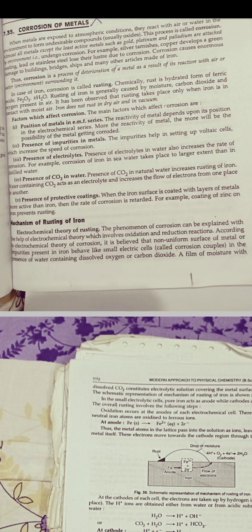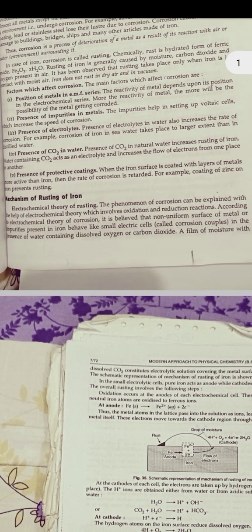Electrochemical rusting: mechanism of rusting of iron. Electrochemical theory of rusting of iron. The phenomenon of corrosion can be explained with the help of electrochemical theory, which involves oxidation and reduction reactions. According to the electrochemical theory of corrosion, it is believed that the non-uniform surface of metal or impurities present in iron behave like small electric cells, called corrosion couples, in the presence of water containing dissolved oxygen and carbon dioxide.